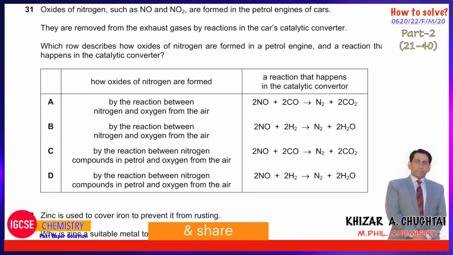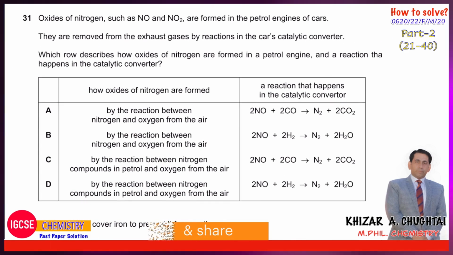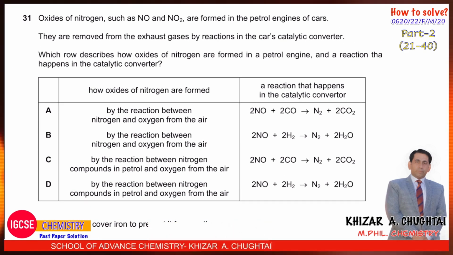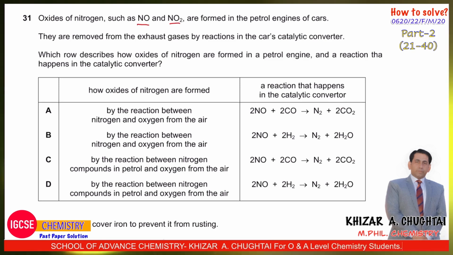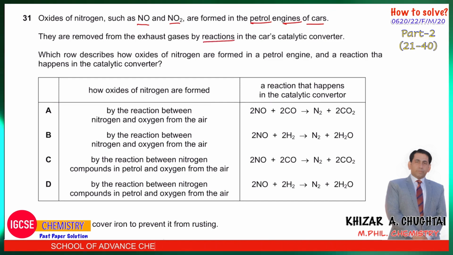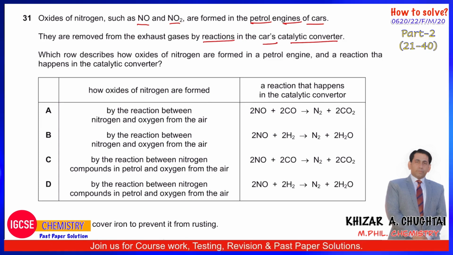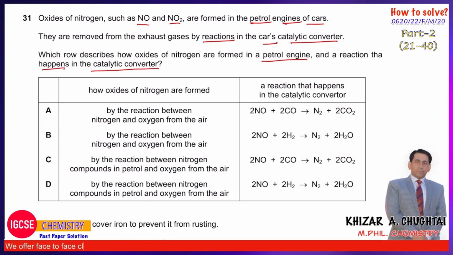Question number 31. Oxides of nitrogen such as NO, NO2 are found in the petrol engine of cars. They are removed from the exhaust gases by reaction in the car's catalytic converter. Which row describes how oxides of nitrogen are formed in the petrol engine? Number one, number two, and the reaction that happens in the catalytic converter.